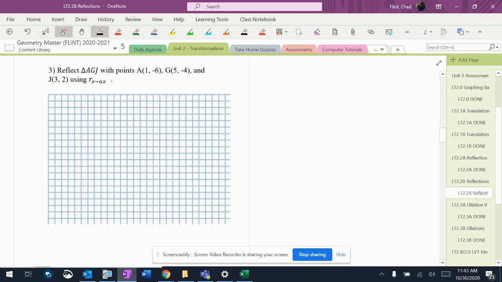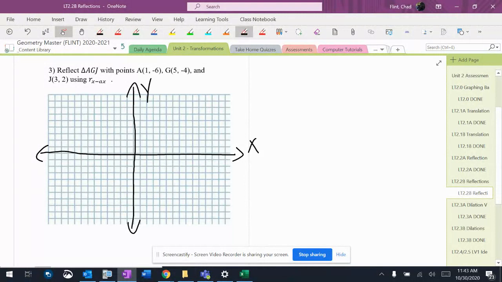So, same deal as before. I'm going to draw a picture of this first so I can take a look at it, and then I'm going to deal with the reflection after I draw a good picture. So A is at 1, -6. G is at 1, 2, 3, 4, 5, 4, and then J is at 1, 2, 3, A, B, J.